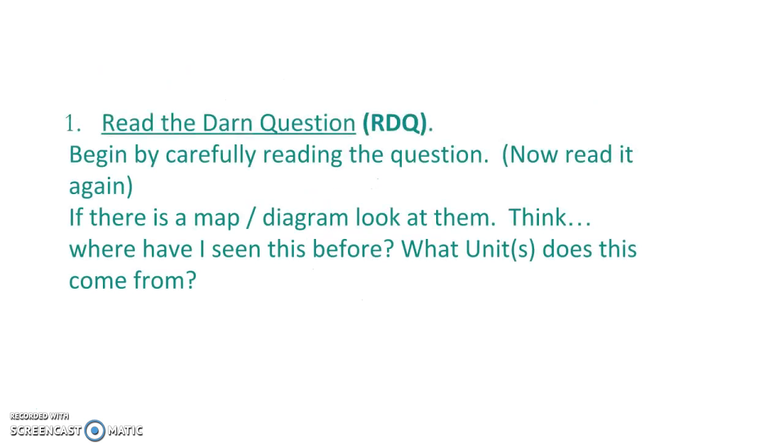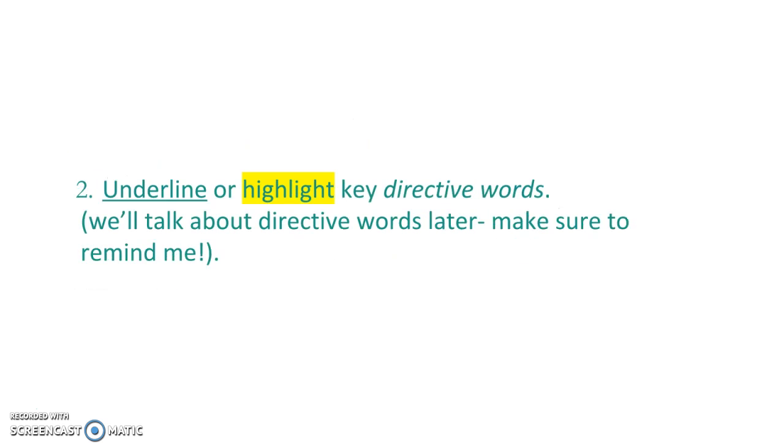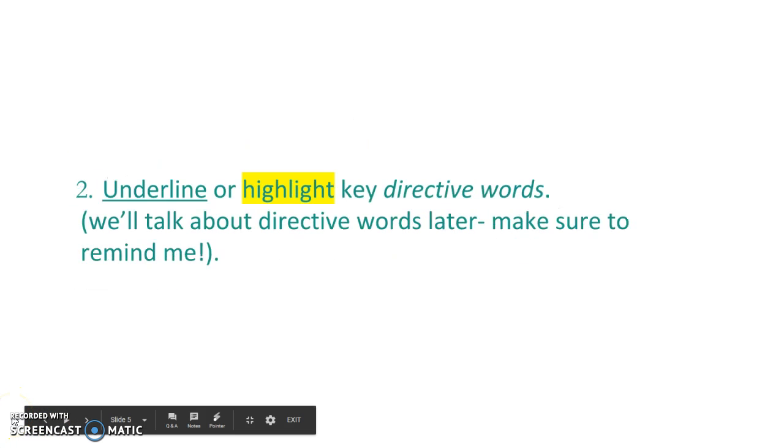So the first one is read. What you need to do is read the darn question. Alright, begin by carefully reading it and then read it again. If there's any maps or diagrams, look at them. Right? Where have we seen this before? What unit does this come from? What vocab words can I associate with this map or diagram? Underline or highlight any directive words. That is something that I will get to later.